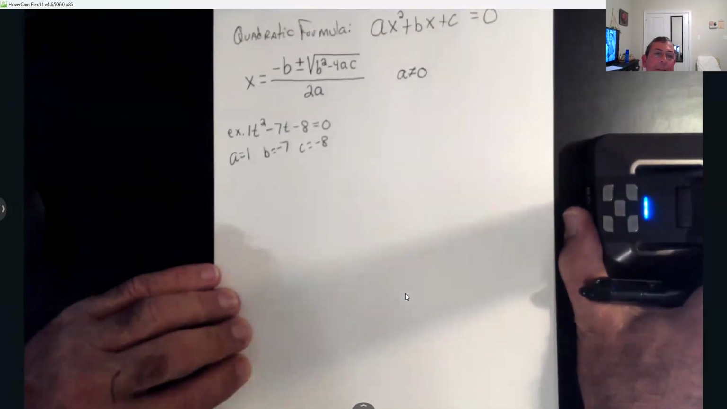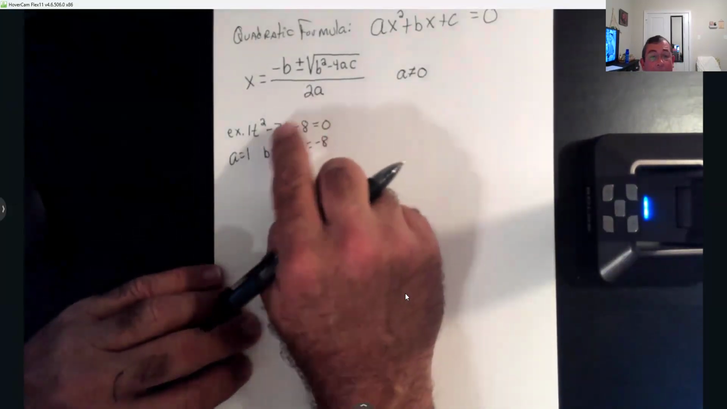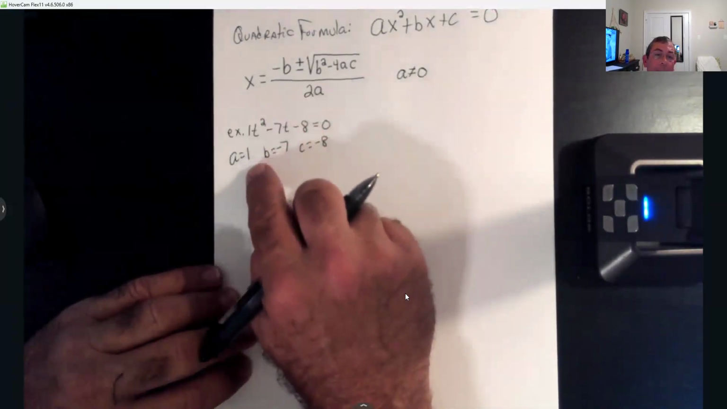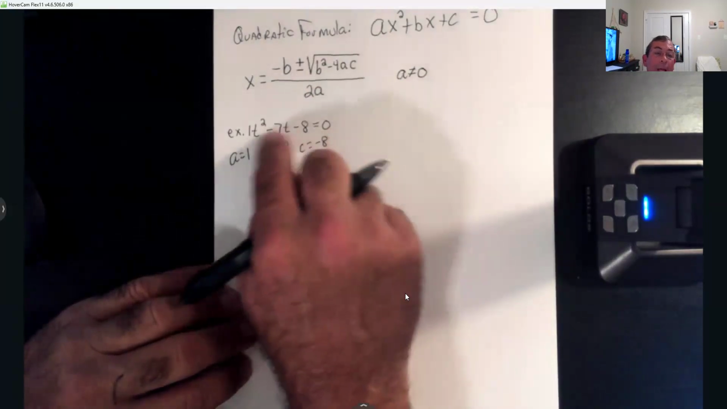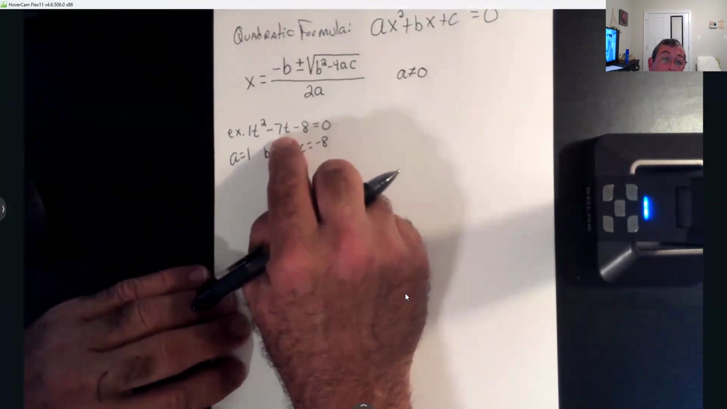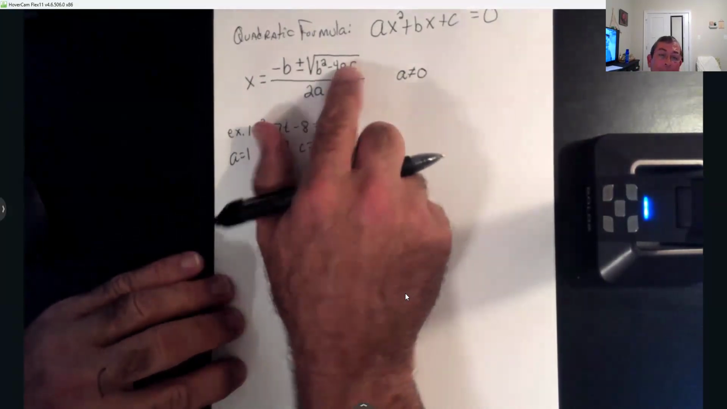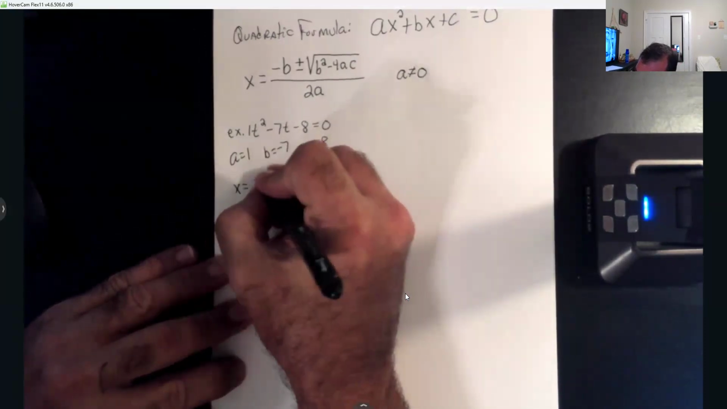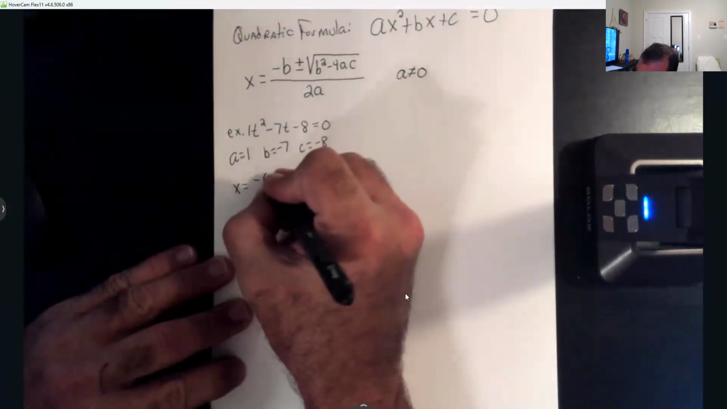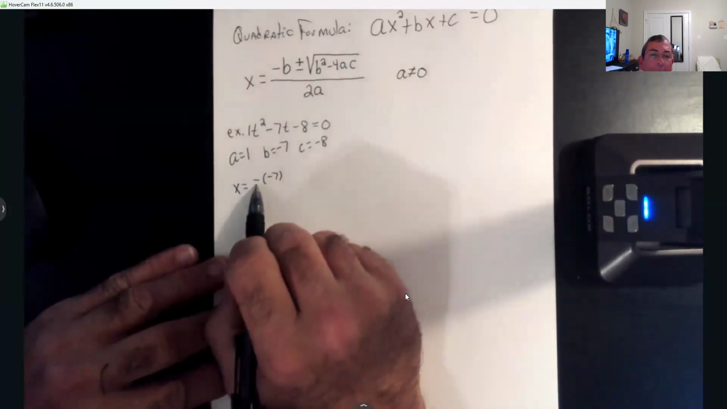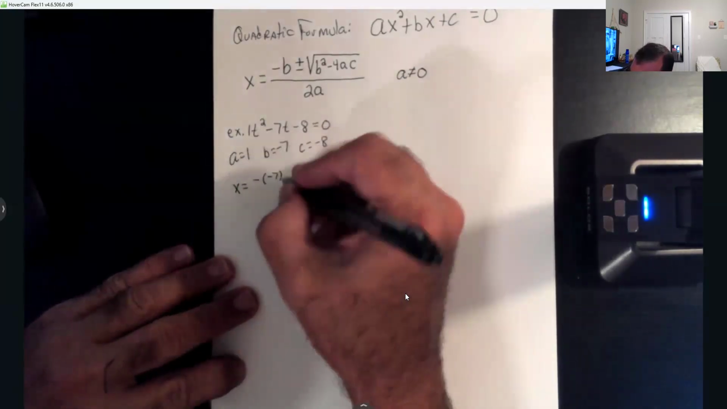Now, I solved this by factoring earlier. I also showed you how you could graph and get the answers to this. But this quadratic formula works on any of these. Now, I probably wouldn't pick it to do this with, but I just want to show you how to actually work this. So x equals the negative of my b, which is -7. So if your b is negative, you're multiplying by that negative in the formula.